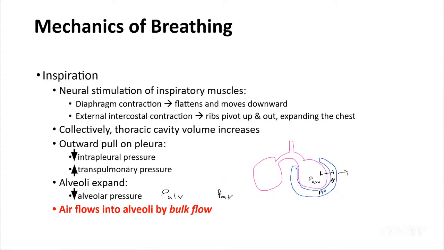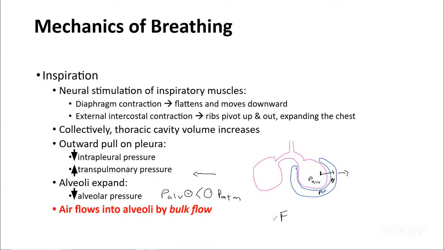Okay. We always do these as relative pressures, so we set atmospheric pressure always to 0. Right? So when we drop this PALV down, we're going to get some kind of negative number. Right? So we now have a gradient. Right? So this is why we go from a higher atmospheric pressure towards that negative pressure in the lung, going in by bulk flow.